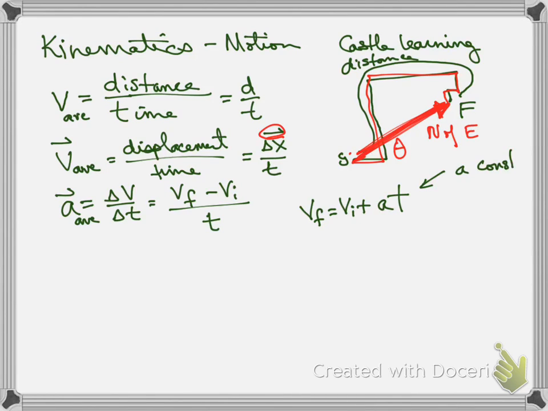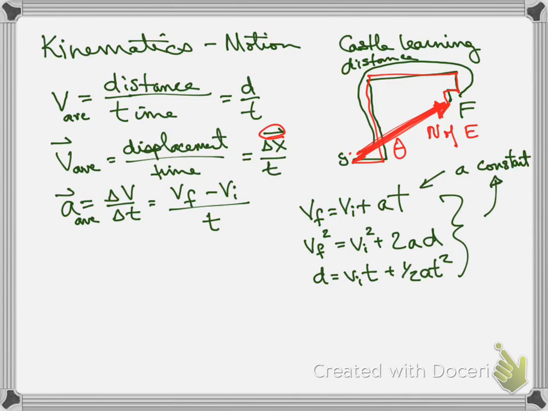We called these equations the big three, if you remember. There was VF squared equals V initial squared plus 2A times D. And then there was one more, D equals V initial times T plus 1/2 A T squared. Again, all of these work when A is constant. So you'd be told that in questions.